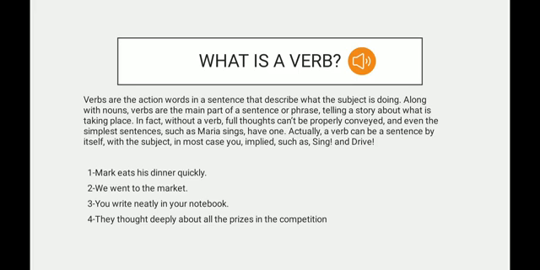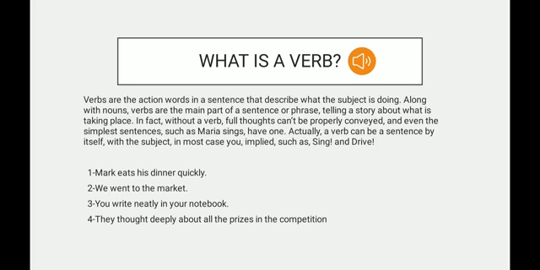Okay, with all that, I'm going to give you a few examples of how a verb is used in a sentence, and then we are going to come to the different forms of verb. The first sentence here is: Mark eats his dinner quickly. Now what is the verb here? Eats is the verb here. Second, we went to the market. Went is the verb here because it is showing some action being done in the sentence.